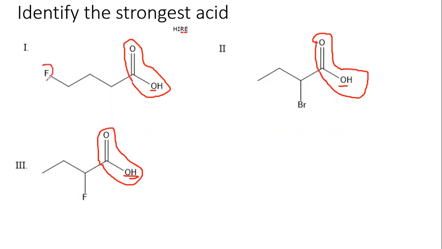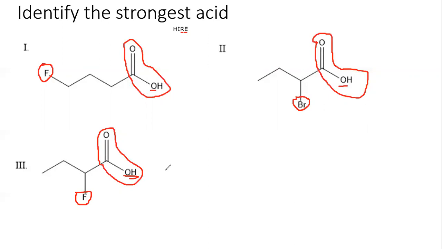Well, the first one has a fluorine at the end. The second one has a bromine in the 2 position. And the third one has a fluorine in the 2nd position as well. And so remember, inductive effect, we're looking for electron withdrawing, and I strongly recommend you go back and look at the lecture notes. It gives you a chart of the different types of electron withdrawing groups and which ones are stronger electron withdrawing than others.